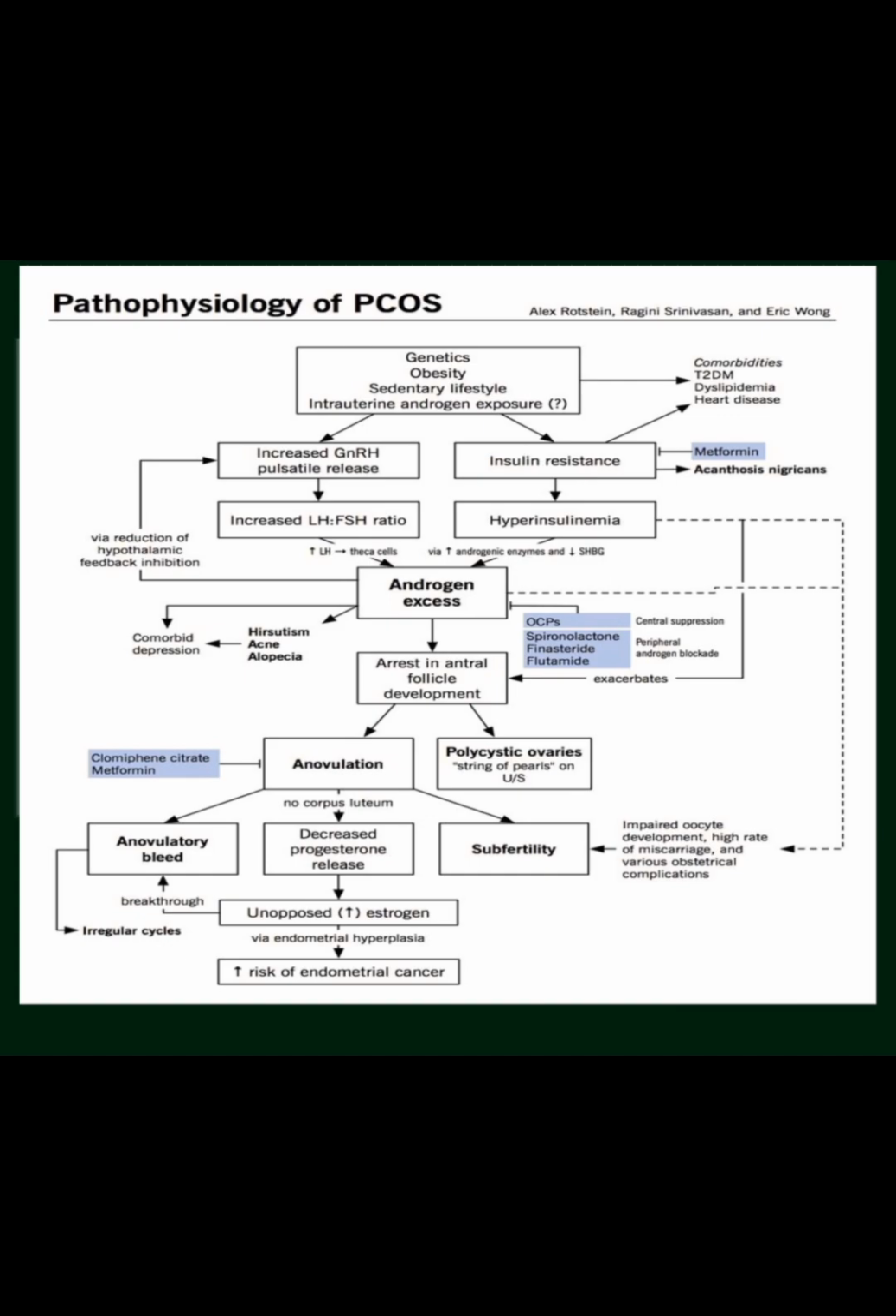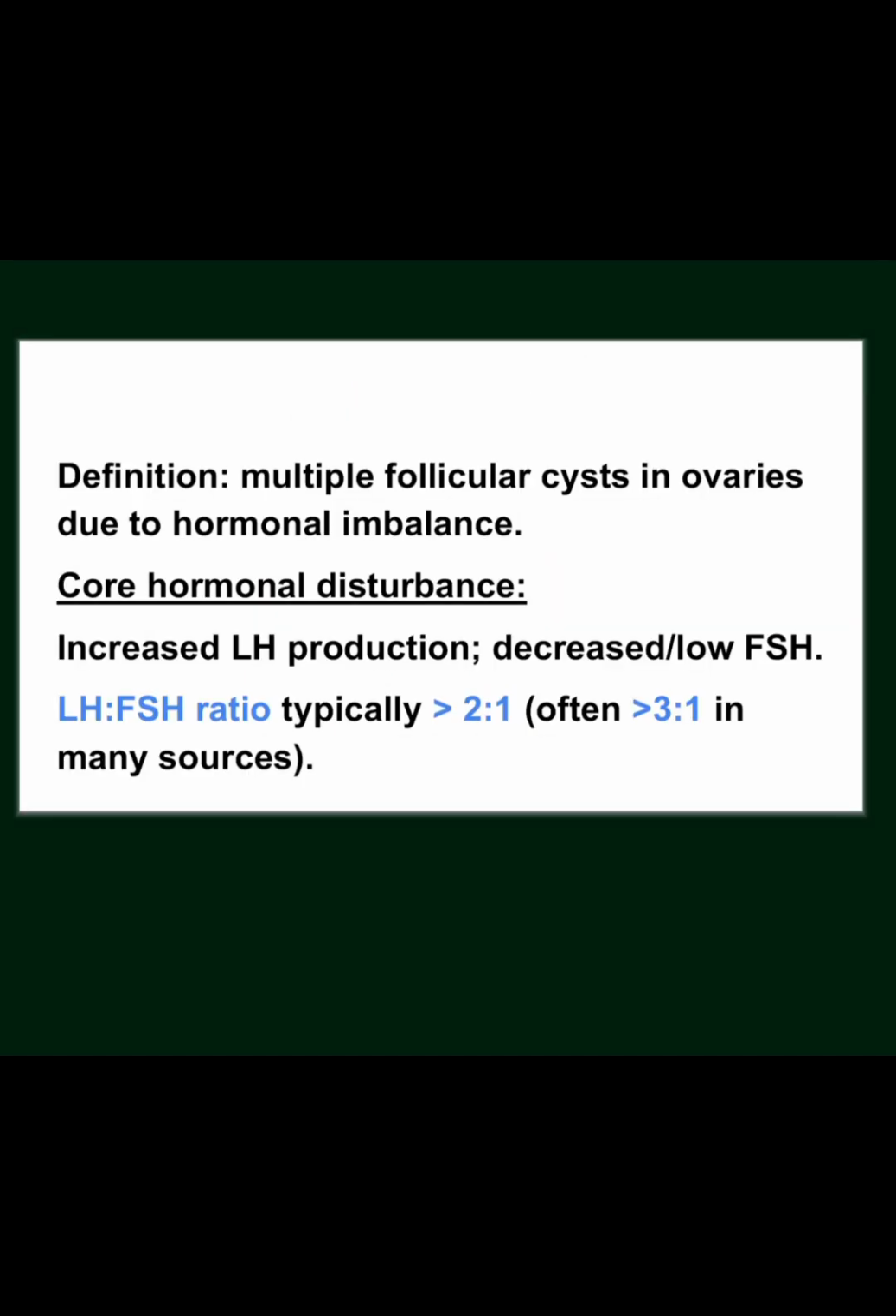With that being said, let's move on and consolidate on other points as well. So the definition of polycystic ovarian syndrome is just multiple follicular cysts in the ovaries due to the hormonal imbalance which we've been talking about, luteinizing hormone and FSH. The core hormonal disturbance is increased luteinizing hormone production, which further leads to decreased, low FSH.